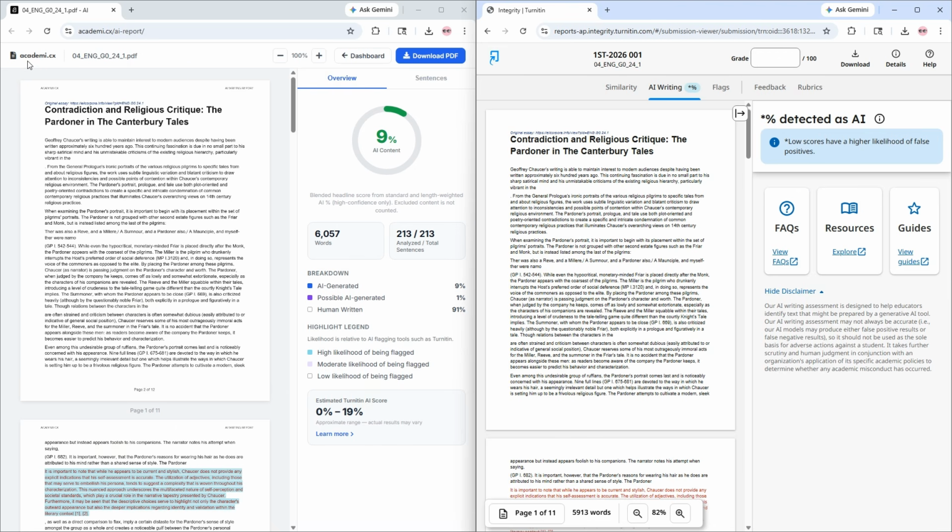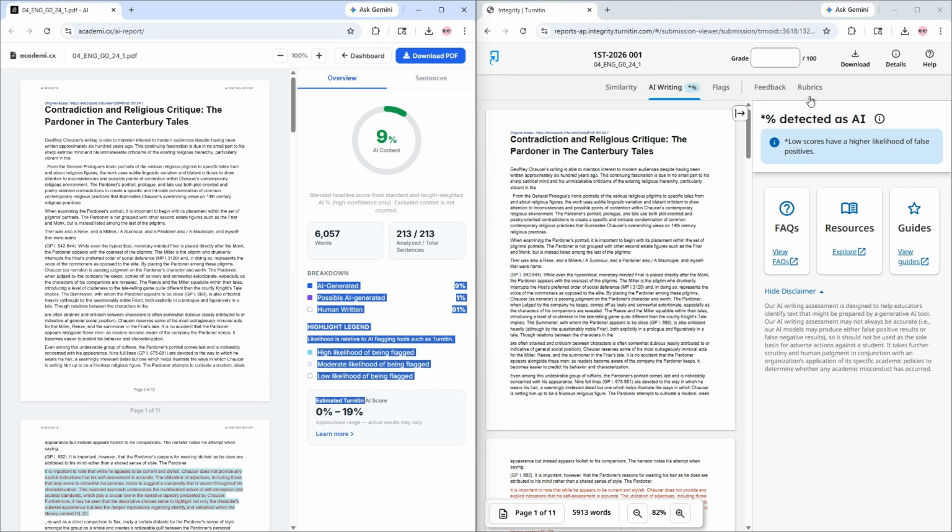But first, let's look at the Academicx report. Here, we had clocked this essay as being 9% AI content, with an estimated Turnitin AI score being in between 0 and 19%. This actually checks out, and here's why. When Turnitin detects a document as being less than 20% AI, they don't want to risk false positives. So what they do is they provide these two characters, because obviously you wouldn't want to implicate a student who isn't using AI. And at these lower numbers, there's a much higher likelihood of doing so.